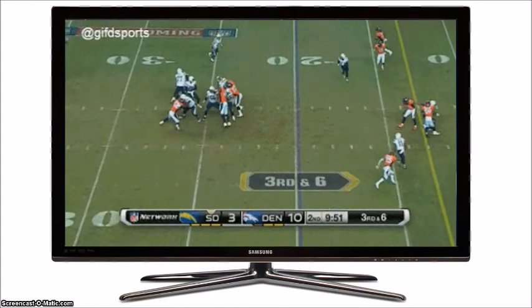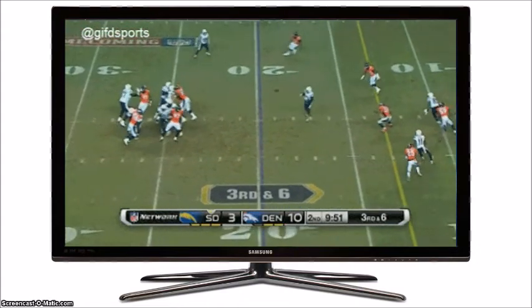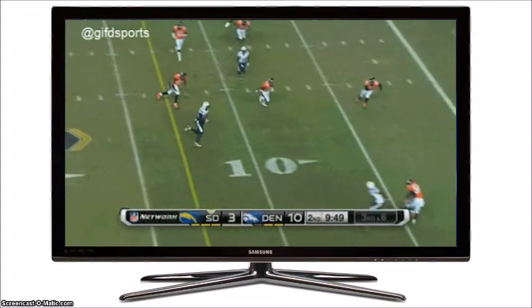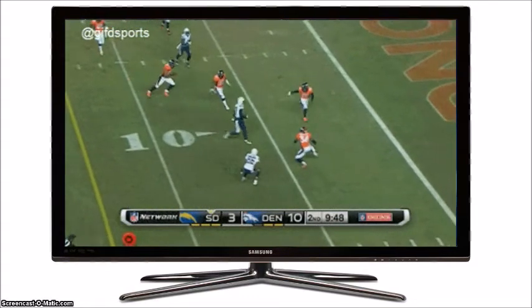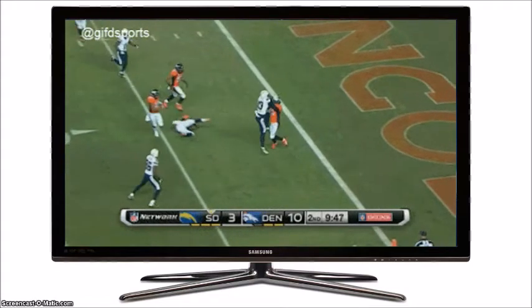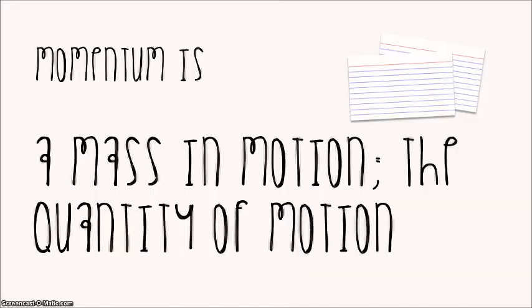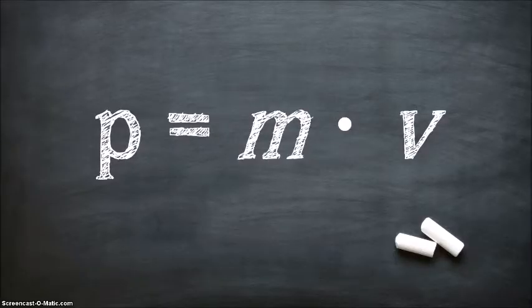So a lot of the time you'll hear about momentum when we talk about sports, like the momentum of a team, but really what momentum is, is how hard it is to stop an object or a person, right? How hard is it to stop that object or person? Momentum is mass in motion. It's the quantity of motion of an object. It's calculated using mass and velocity. So the mass and the velocity matter when we're talking about momentum.